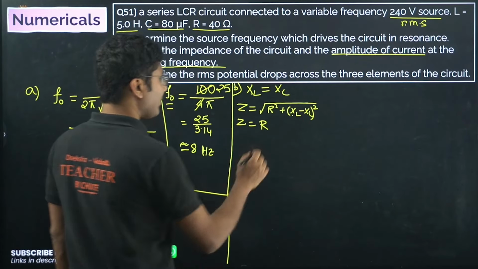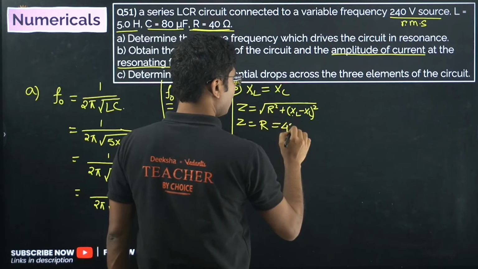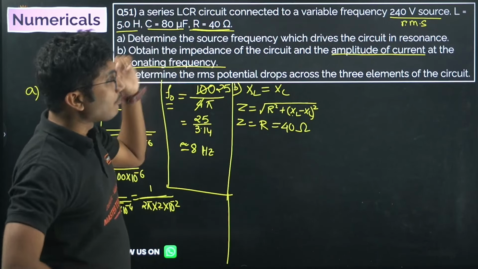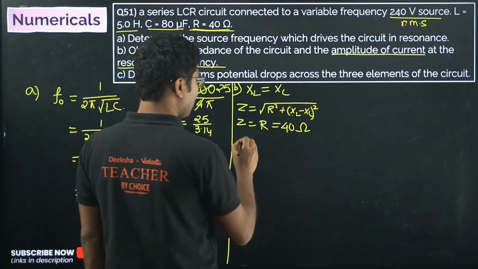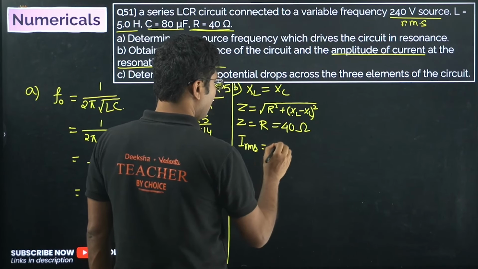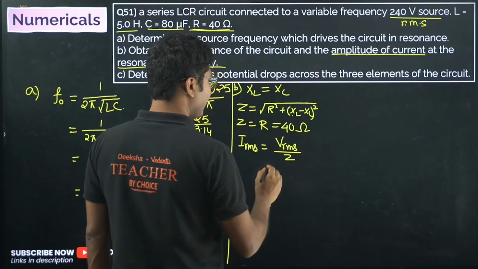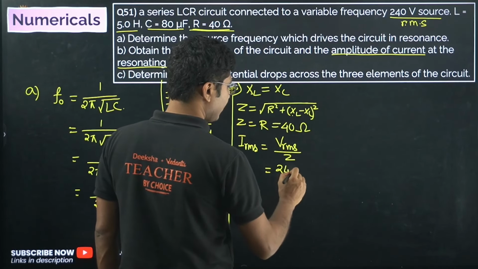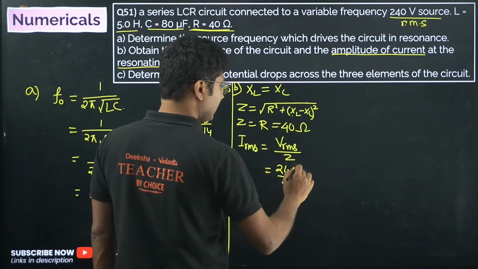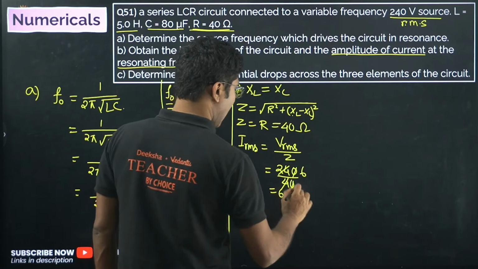So what is R here? R is given as 40 ohm. So impedance will be 40 ohm. Impedance is calculated. Next, you have to find the amplitude of the current. For calculating the amplitude, first of all you have to calculate the RMS current. RMS current is Vrms divided by Z. Vrms is 240, given in the question, divided by 40, the impedance we have calculated. Zeros cancel, so we get 6 ampere. So 6 ampere is the RMS current.